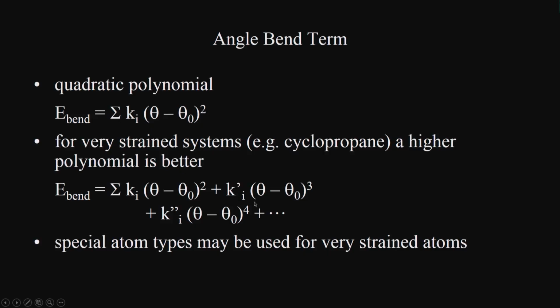You can even go for a quartic form, cyclopropane like. As you know, cyclopropane is like this, right. It is cyclic, you have here CH2, CH2, CH2, it is a very strained system. So, you may have to go for this. Special atom types may be used for very strained atoms. This is a very strained system, remember that.